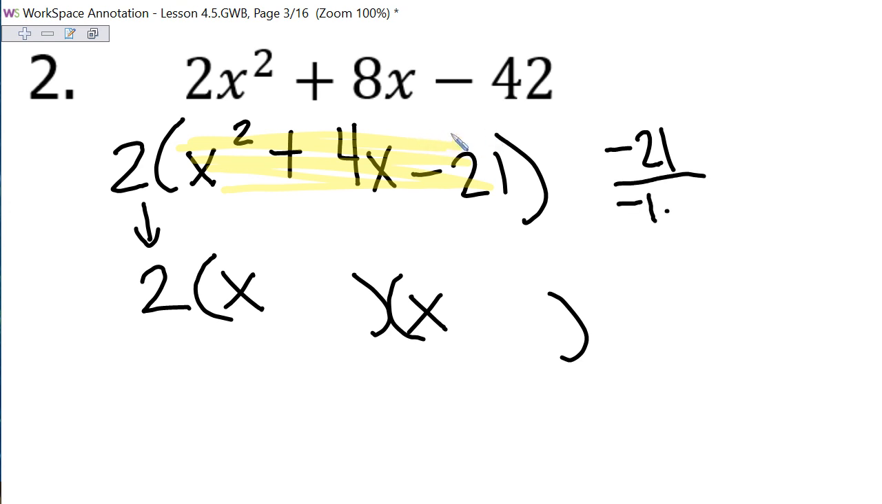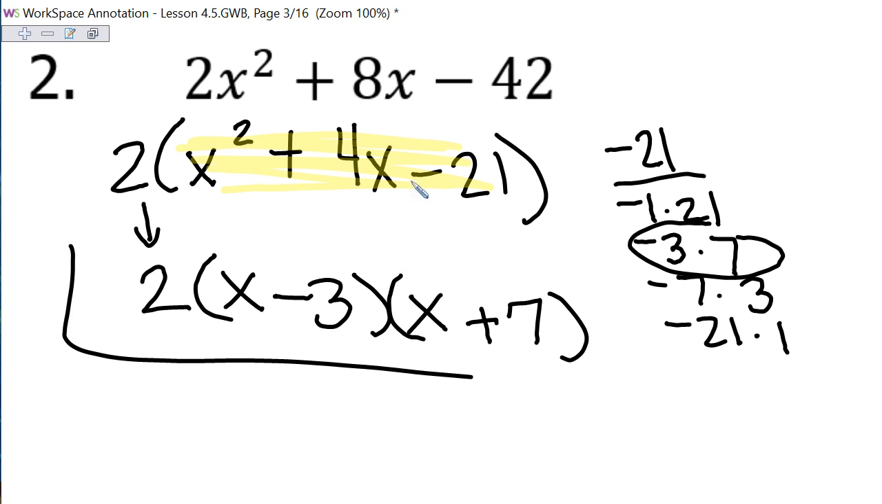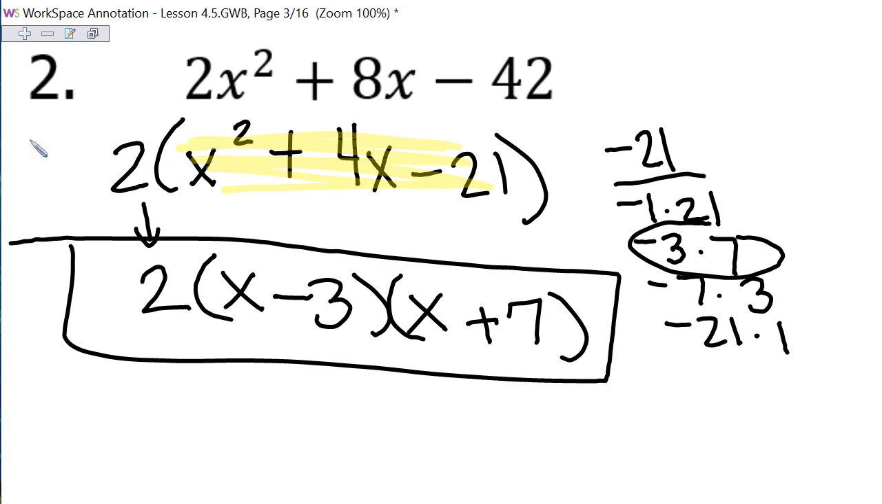So I could have -1 times 21, -3 times 7, or reverse them. -7 times 3, -21 times 1. What do we want to add up to? +4. So which pair in that list adds to +4? -3 and 7. So we'll have an x minus 3 and x plus 7. Don't forget the GCF of 2 out in the front.